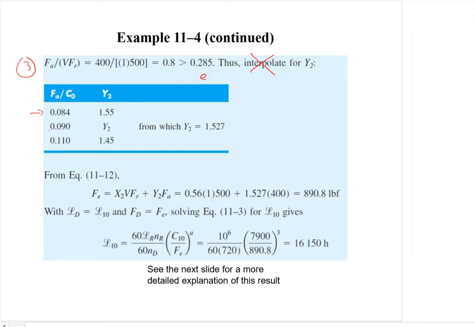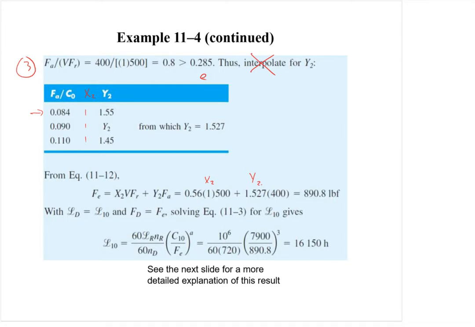And they're only finding Y2. They don't find X2 because X2 is just a bunch of ones. So if you're looking for the missing information, this is X2, this is Y2. In this case, you just use 1.55 for Y2.